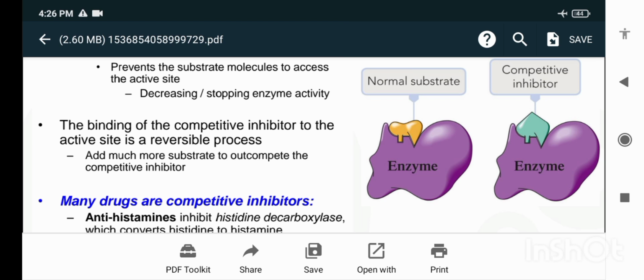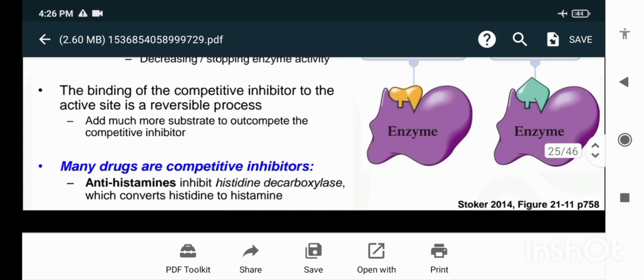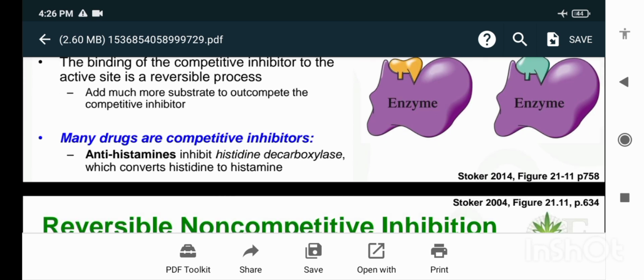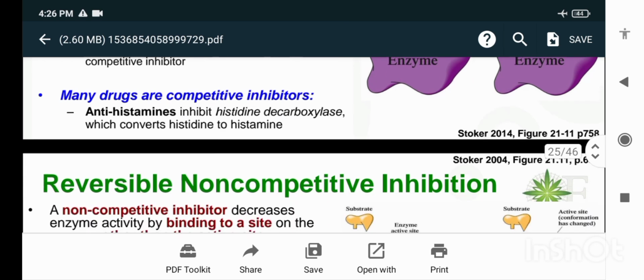Add much more substrate to outcompete the competitive inhibitor. Many drugs are competitive inhibitors. Antihistamines inhibit histidine decarboxylase, which converts histidine to histamine.